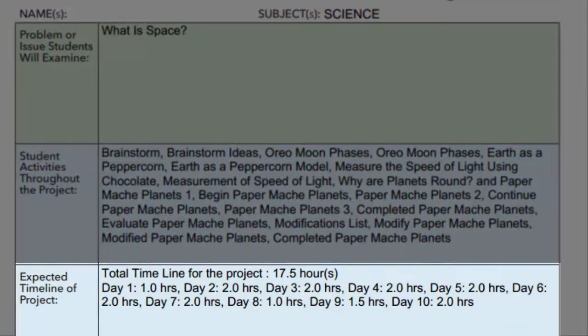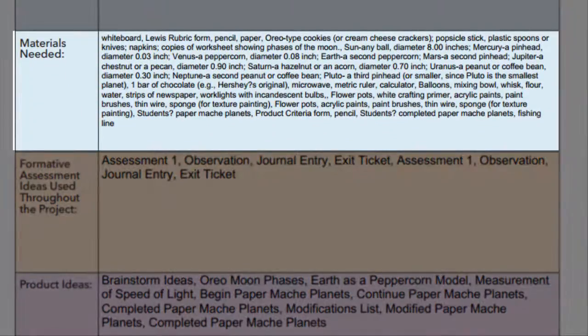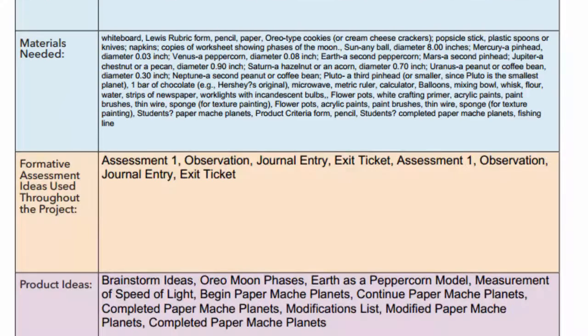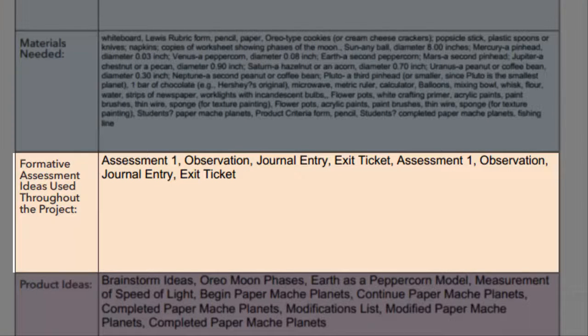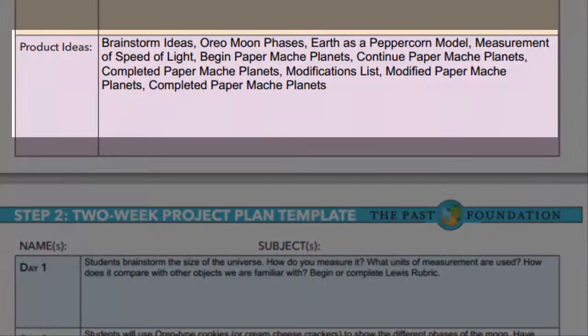The expected timeline row shows the total times of the learning objects for each day in a project. It also shows the total time for the entire project. The materials needed row will populate with the teacher content from all the learning objects with the materials icon. The formative assessment ideas row will populate with all the display names of all learning objects with an assessment icon. The product ideas row will populate with the display names of all learning objects with the milestone product and final product icons.